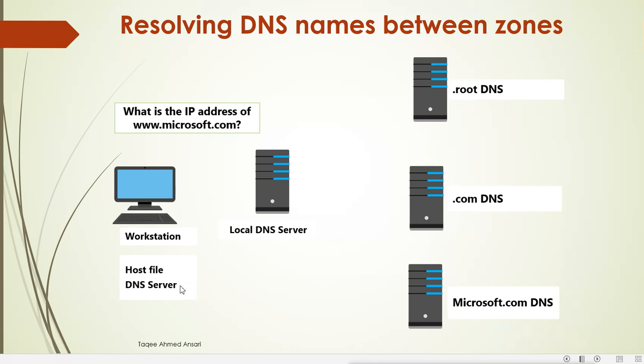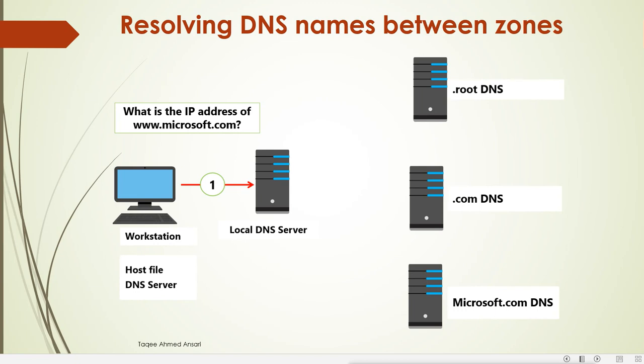So what does our system do? It will try to check the DNS server. In every system we give a DNS server IP address. This is the DNS server which we have locally, the local DNS server in our network. So our system will send the query for this name to the DNS server.